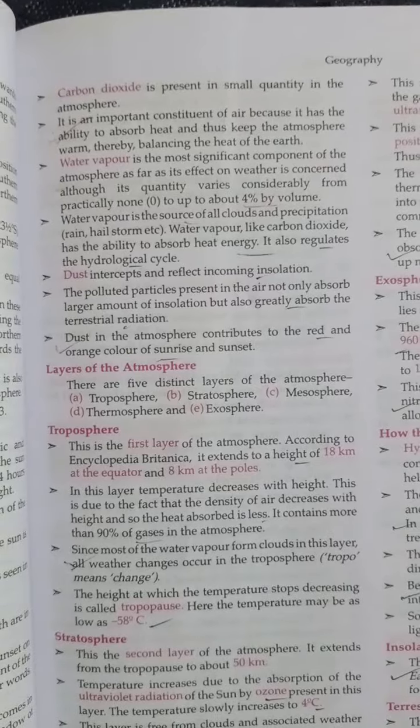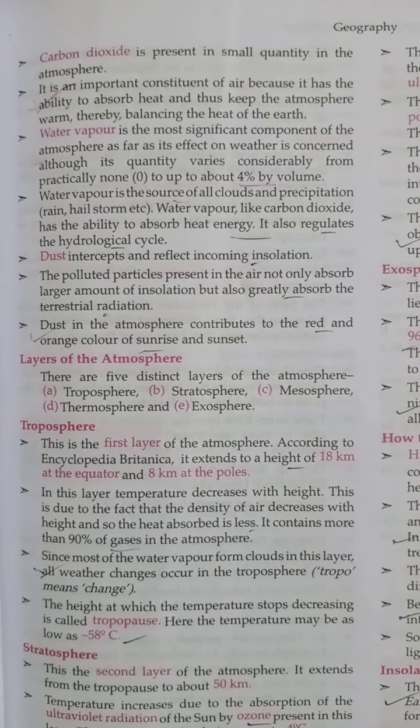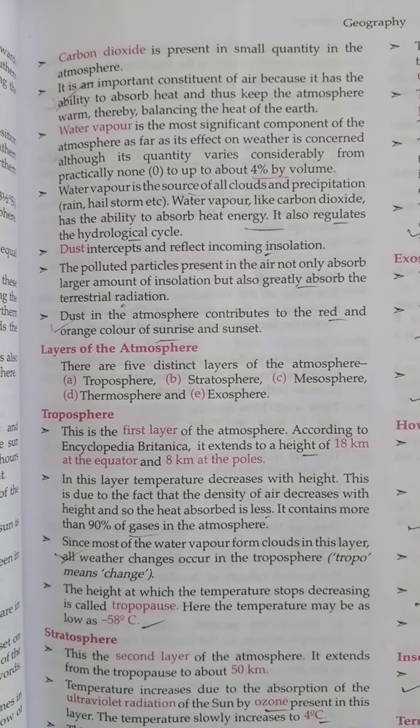Carbon dioxide is presently present in small quantity in the atmosphere. It is an important constituent of air because it has the ability to absorb heat and thus keeps the atmosphere warm, thereby balancing the heat of the earth.